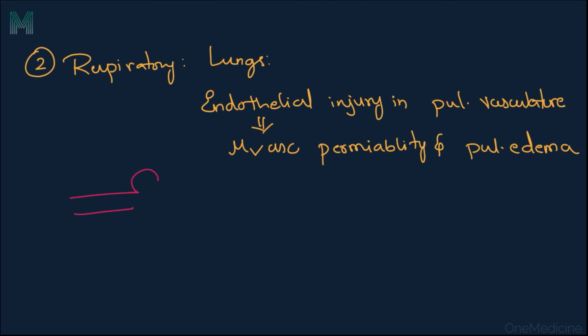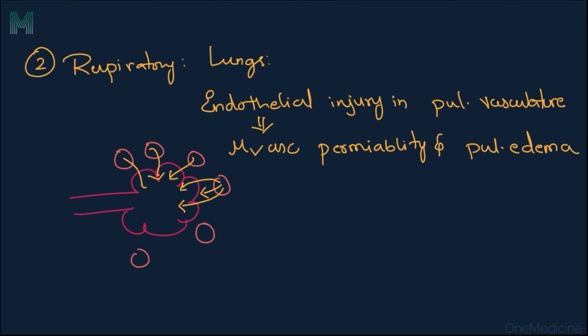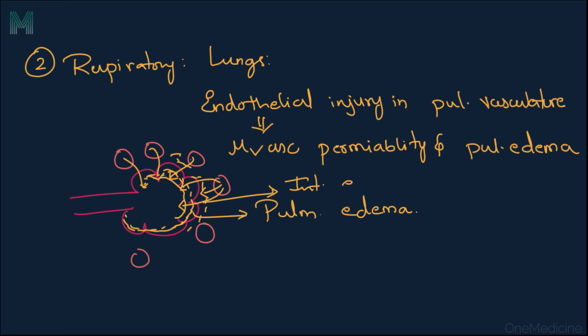For example, this is the alveoli, and we have the blood vessels that are near the alveoli. There is an increased capillary endothelial permeability, which results in extravasation of fluid from the blood capillaries into the alveoli, resulting in collection of fluid within the alveoli. This is called pulmonary edema. There is also extravasation of fluid in the interstitial space. This results in interstitial edema.